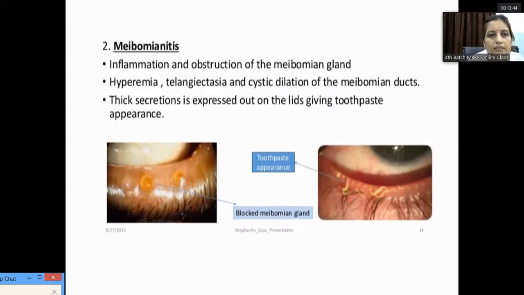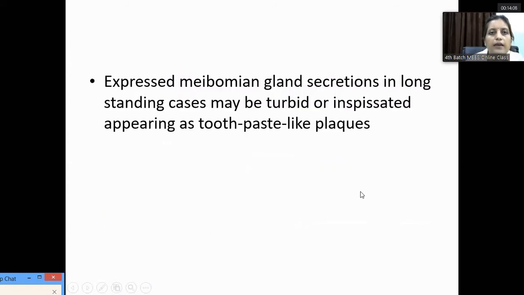So you can see more clearly in this picture, there is a thick secretion expressed out of the lid, and you can see over here this foamy discharge which looks like a toothpaste appearance. Over here it is seen more clearly. Expressed meibomian gland secretion in long-standing cases may be turbid or inspissated and appears like toothpaste.